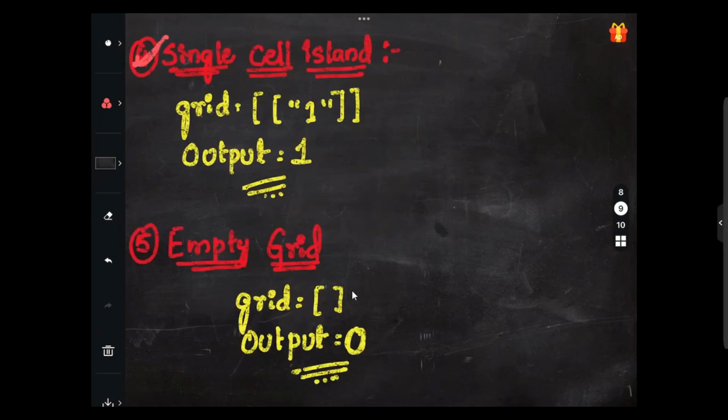Let's come to the fourth edge case, single cell island. We have only one cell here with the value 1, so output will quite obviously be 1 in this case, right? Let's move on with the fifth edge case here, empty grid. Grid is empty here, output will quite obviously be 0. This is fine.